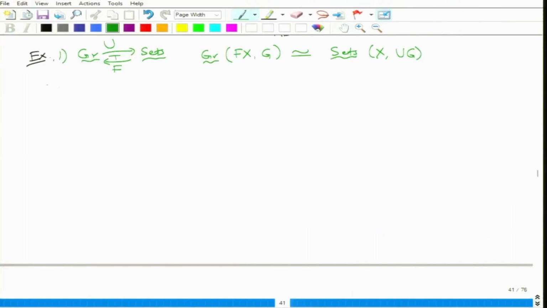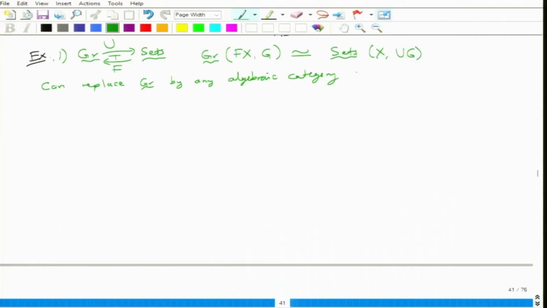Now, I will say that you can replace Grp by any algebraic category where the defining axioms are always of the form: for all x1, x2, ..., xn, some identity holds. So, an algebraic category like abelian groups.